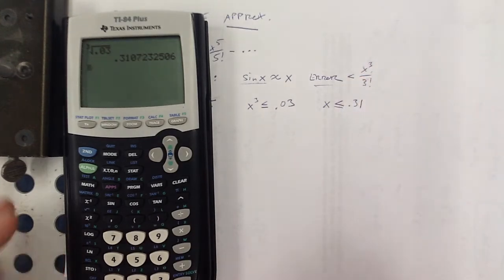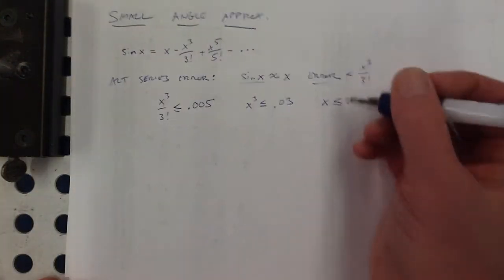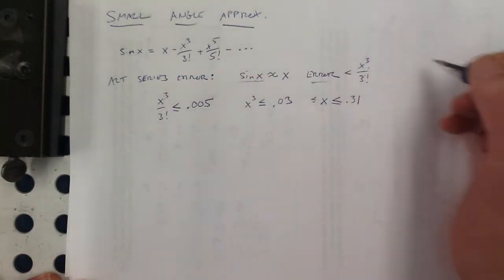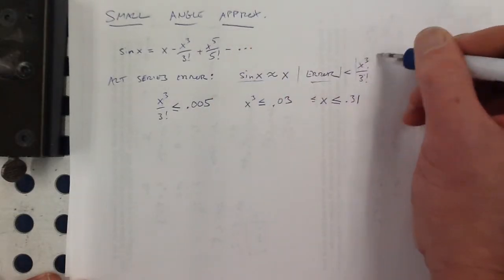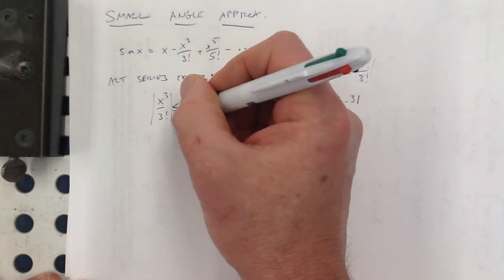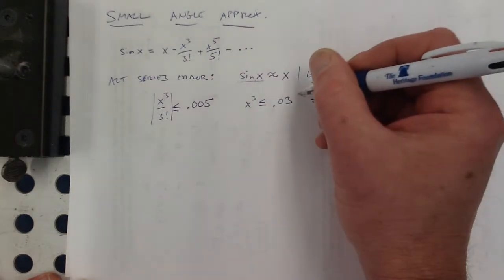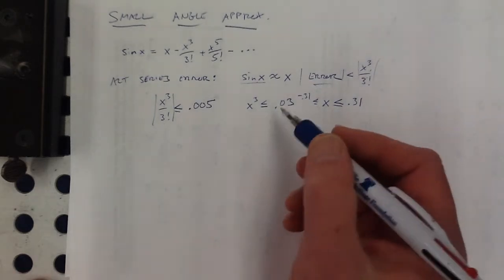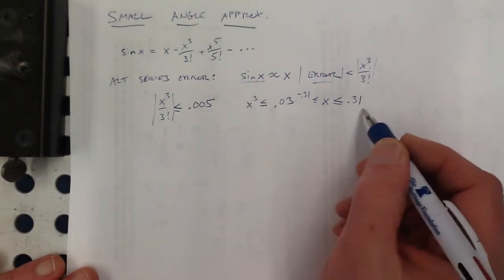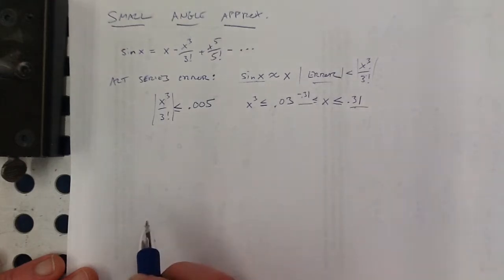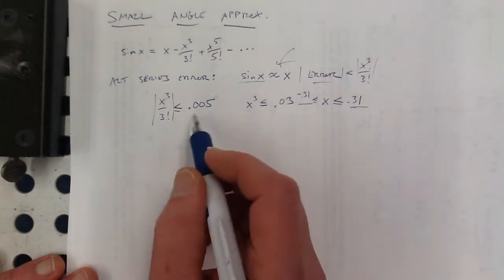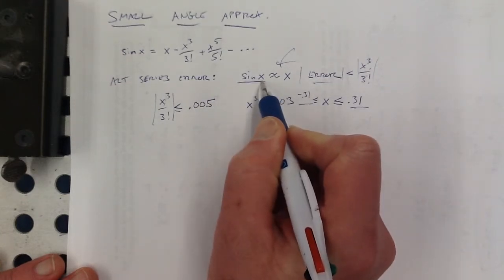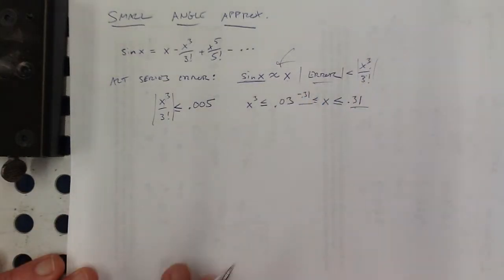It really doesn't matter. We're just trying to find a decent approximation. And this is all absolute value stuff, right? So that's going to be between negative 0.31 and 0.31. Okay, so what does all this mean? It means that if you have angles between 0.31 and negative 0.31, and if 2 decimal places of accuracy is good enough for you, then you can just replace sine x with x, and it's good enough.